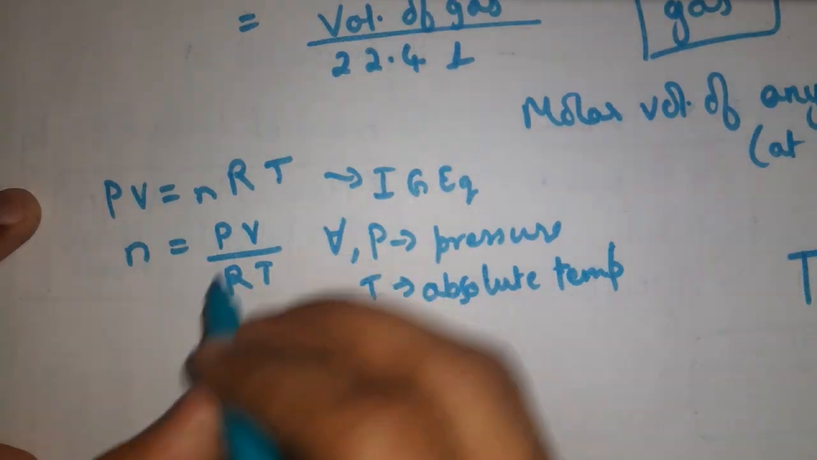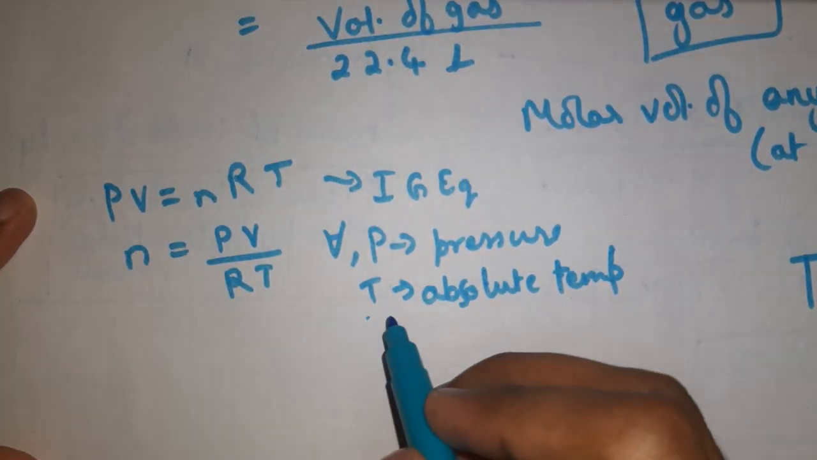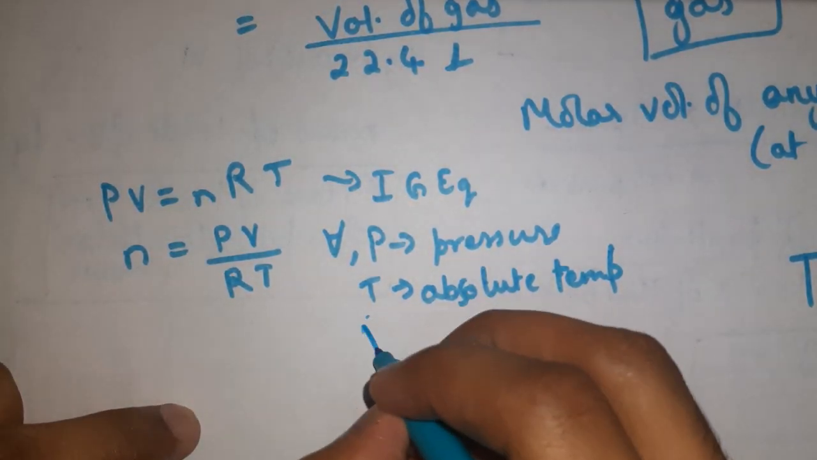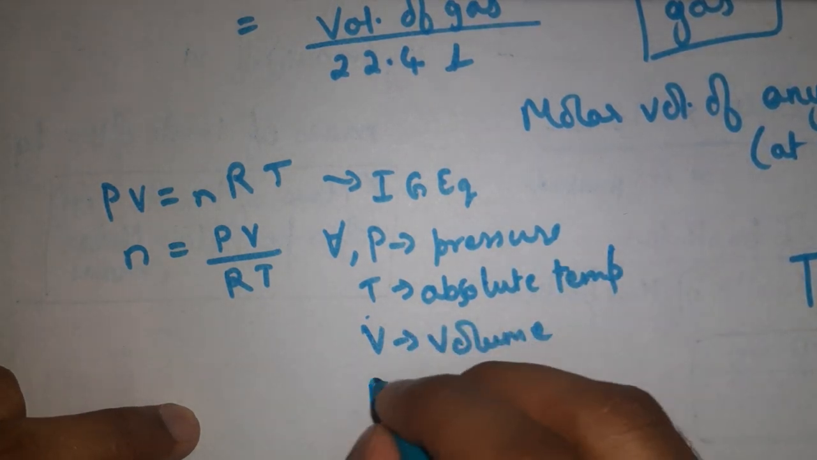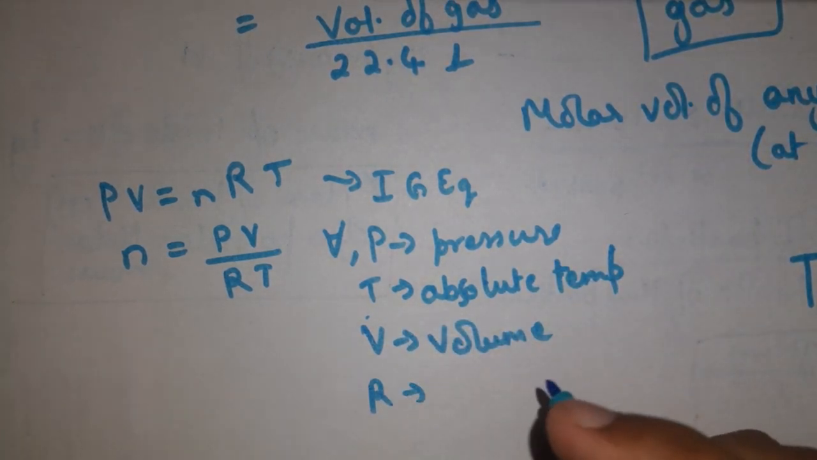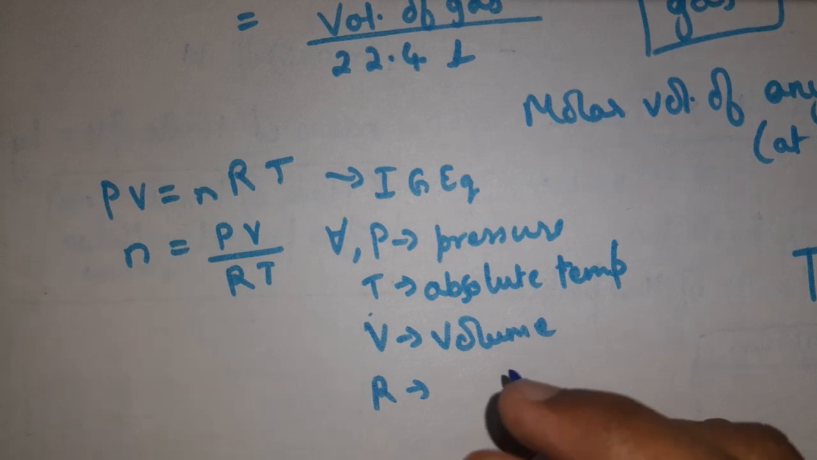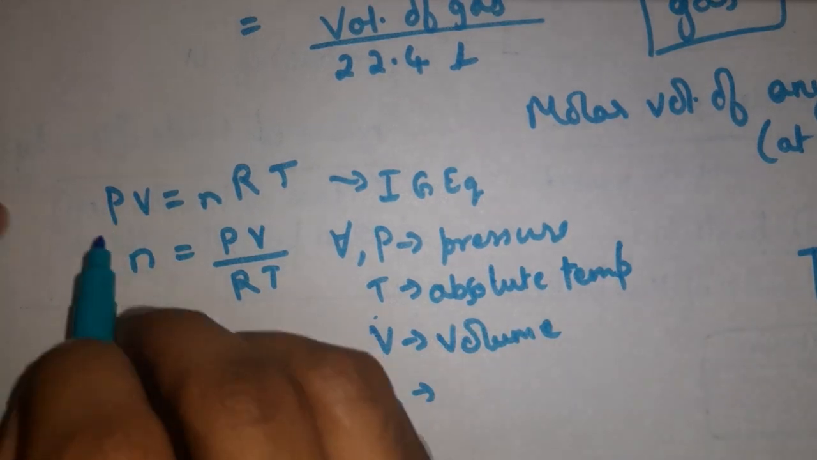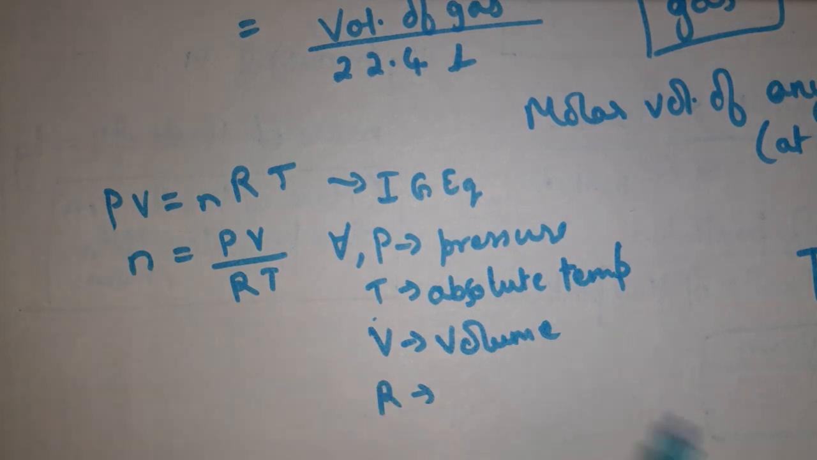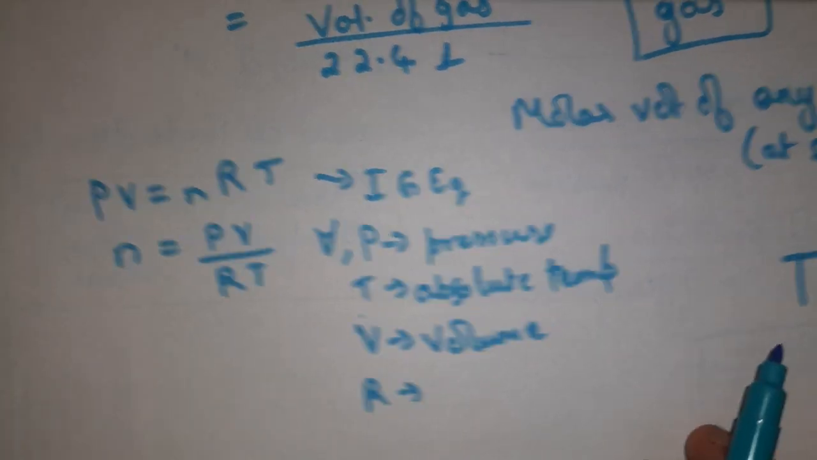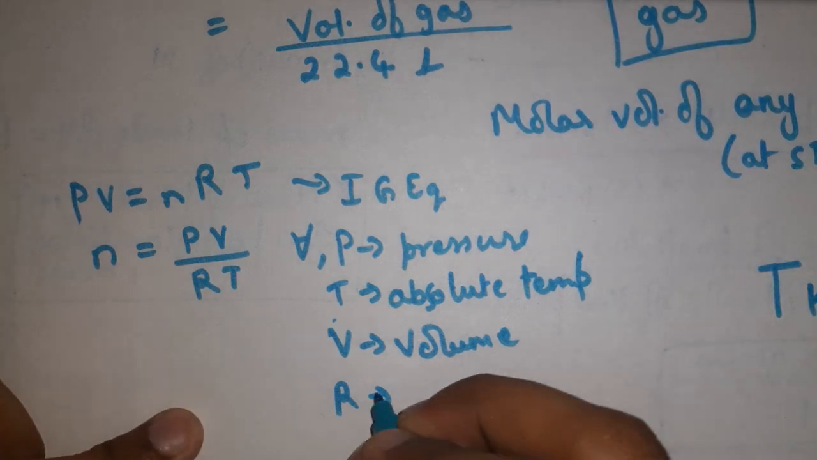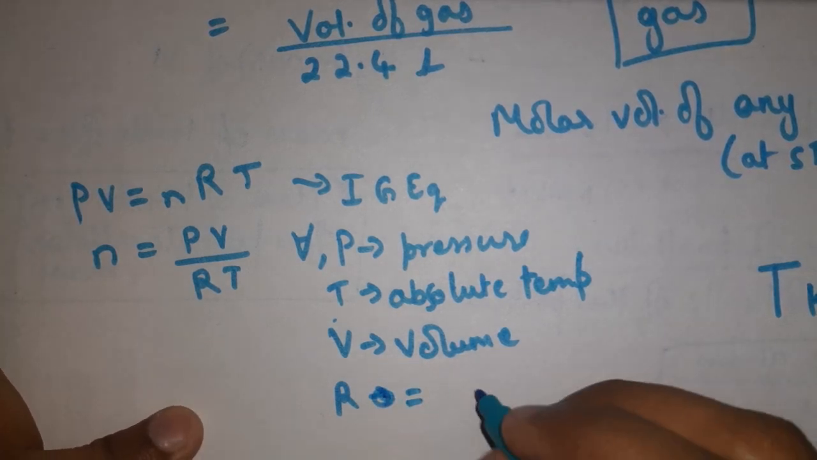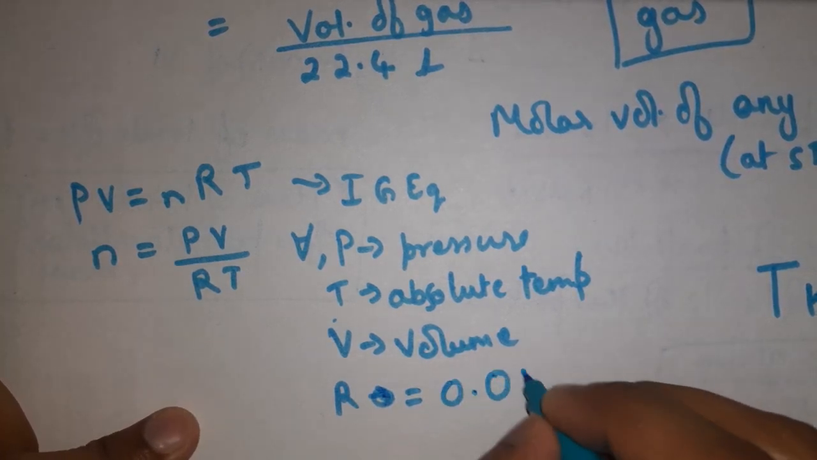This is how to find the absolute temperature, which as I told you is temperature in Kelvin. So P is pressure, T is absolute temperature, V is the volume, and R is the gas constant. Since these are experimental gas laws, we could only find the proportionality, and hence there is a gas constant. This R has many values. R is equal to 0.0821.